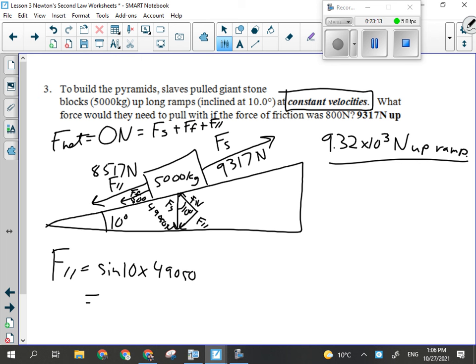If it's a constant velocity, it doesn't matter whether that constant velocity is the speed of light. If it's constant, it's not accelerating, and the net force is 0. Just keep that in mind.